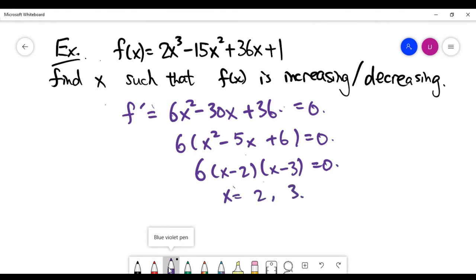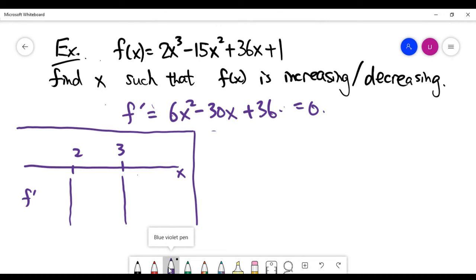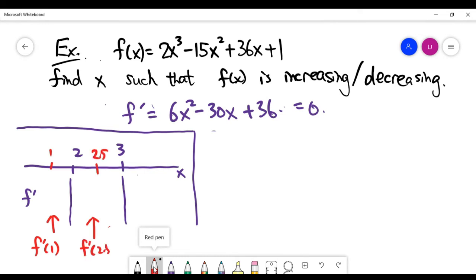From there, we can draw the sign table. Let's look at the current sign table for f prime, and we mark the two critical numbers 2 and 3 on the x-axis. From there, you need to choose a point in each of the three intervals. For example, we can choose 1 in the left interval, of course, and you need to compute f prime of 1. For the middle interval, let's say 2.5 for f prime. And for the last interval, you can choose maybe f prime of 4, right? Let's do the calculation for these three values.